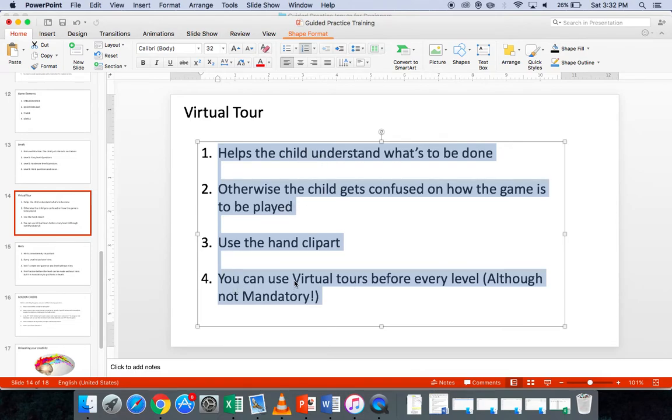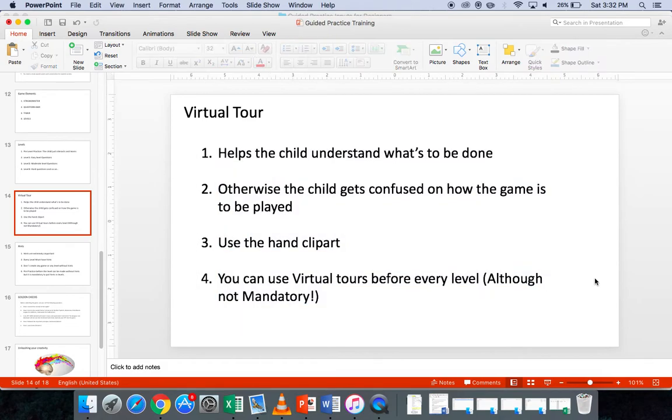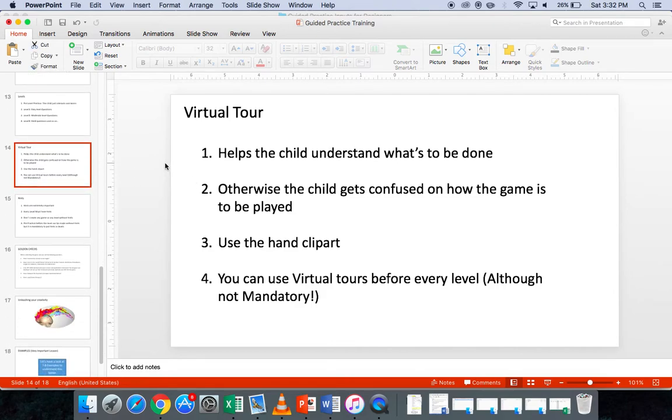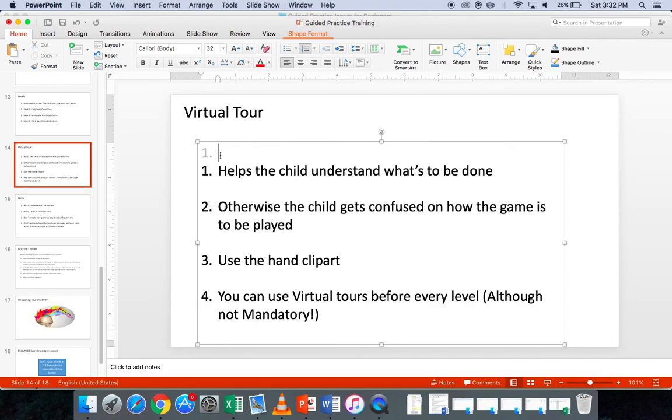So the recommended thing is to have a virtual tour before every level, and it's a small virtual tour of 5 seconds. Sometimes it's 10 seconds. Mostly it's between 5 and 10 seconds, so it's not a very complicated thing, but it just quickly tells the child how to play this game. So that is the purpose of the virtual tour. It is mandatory, and I repeat, mandatory for you to have a virtual tour in your game. So that there is no confusion, it is mandatory to have a virtual tour before your game.